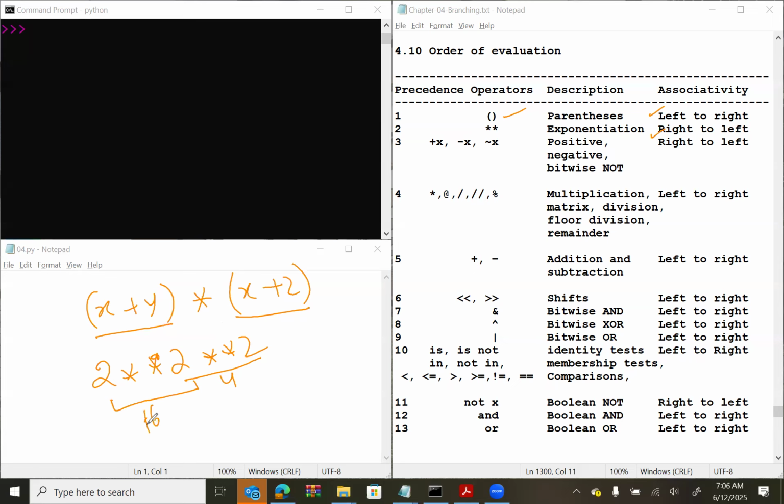Similarly, we have unary plus or minus, and the bitwise not operator. We will not talk about this one because it is not part of the curriculum. This plus and minus is the interesting part.